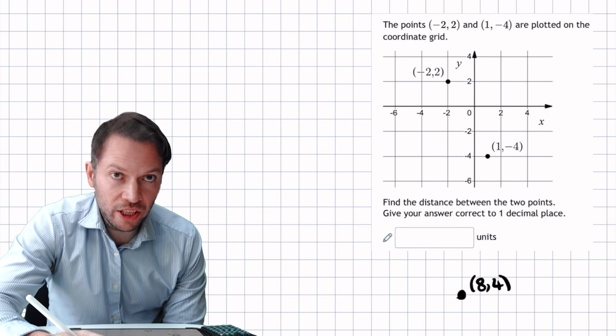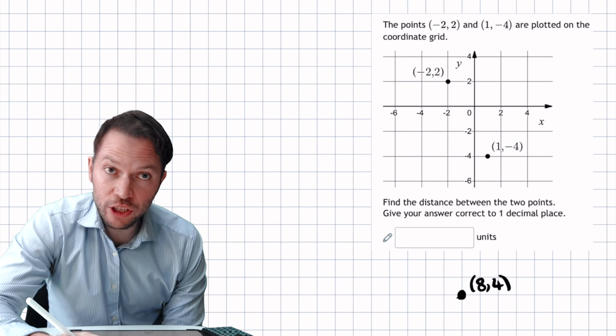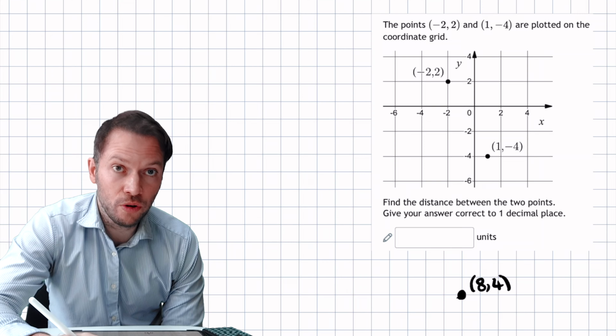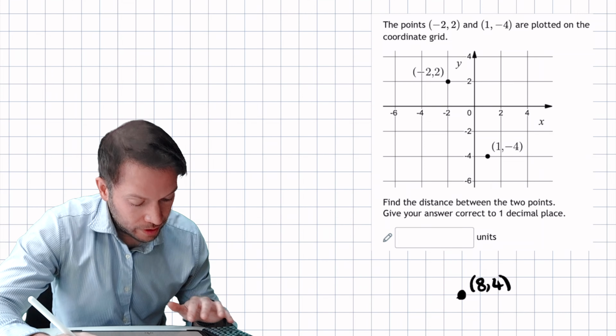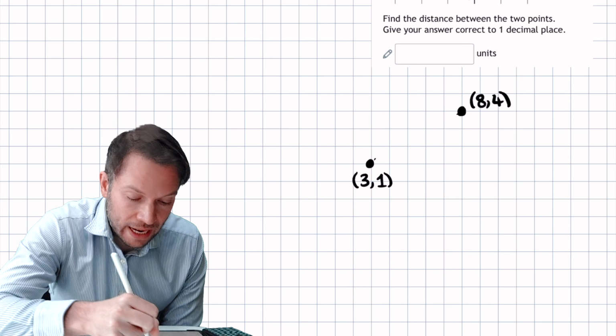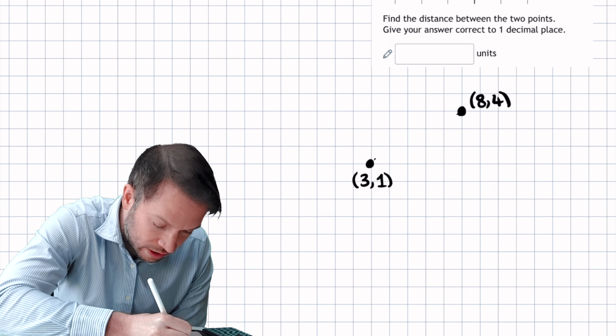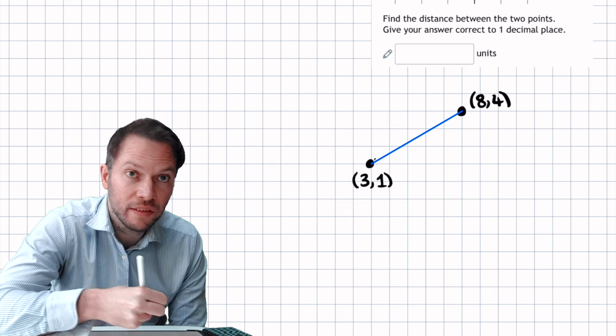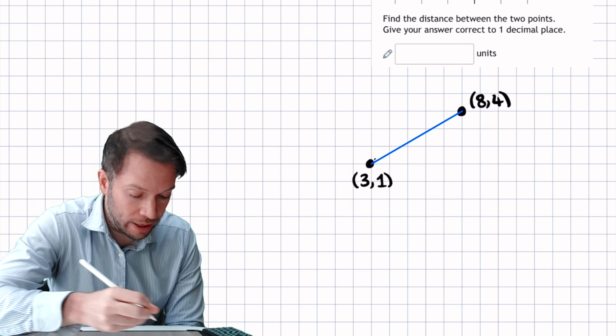Hi, in this video we're going to use Pythagoras theorem to find the shortest distance between two-dimensional points. Now let's just suppose we had 2 points like this, (3, 1) and (8, 4). How could we find this shortest distance between them like this? Well, what we could do is we could form a right angled triangle.